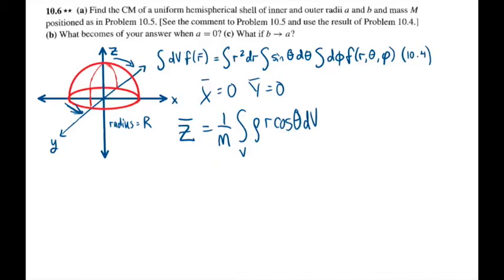So let's find the density first so we can use it later. Density is mass over volume. And in this case, the easiest way to think of the volume of the spherical shell is that it's a hemisphere of the outer radius b minus a hemisphere of the inner radius a. So we'll say that that is m over 2/3 pi times b cubed minus a cubed.